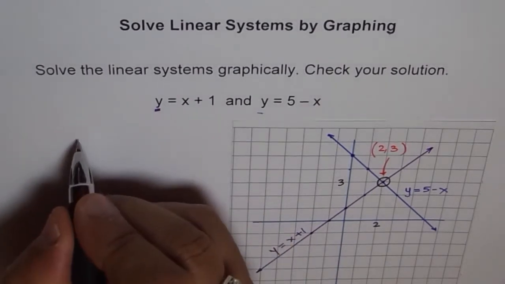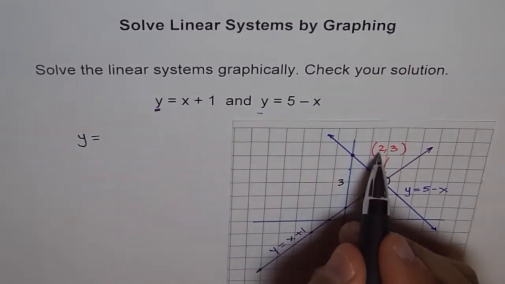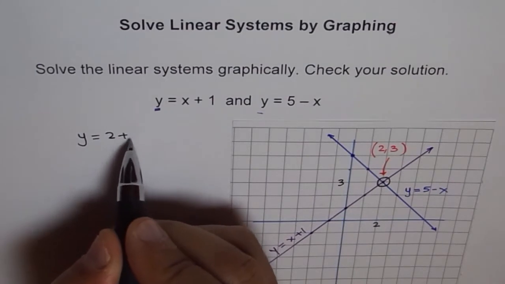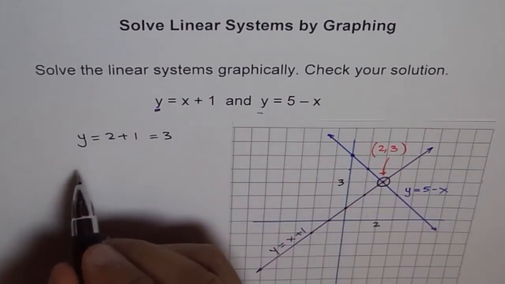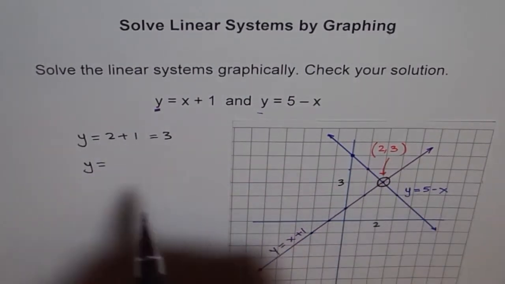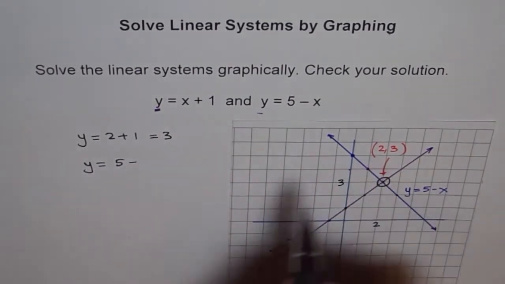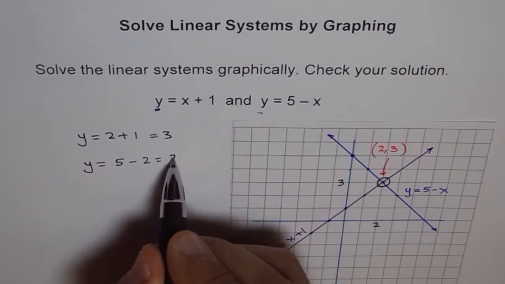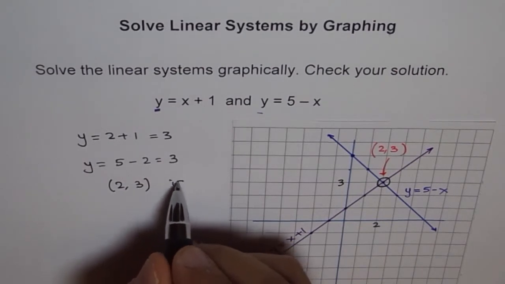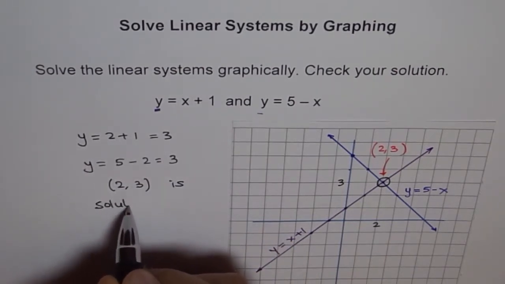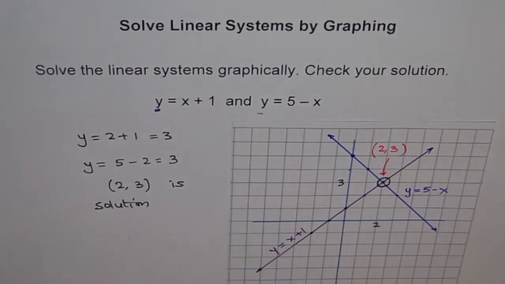So in the first one, y equals x plus 1. If I plug in 2 for x, I get 2 plus 1, it is 3, right? So the point is correct, 2 and 3. In the second equation, we can do the same thing. We'll have 5 minus x, the x value of 2 will give us y value of 3. Therefore, 2, 3 is the solution to our linear system. I hope you understand how we have sketched the graph and found the point.